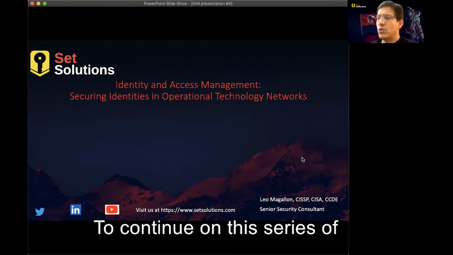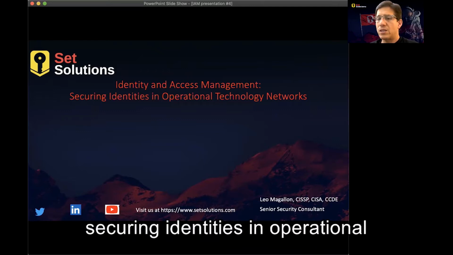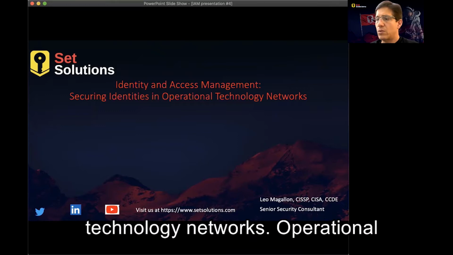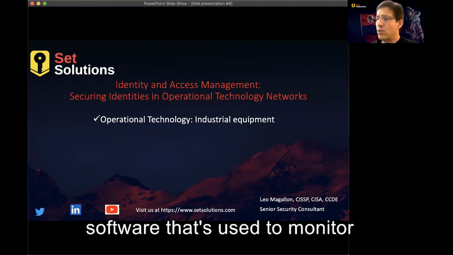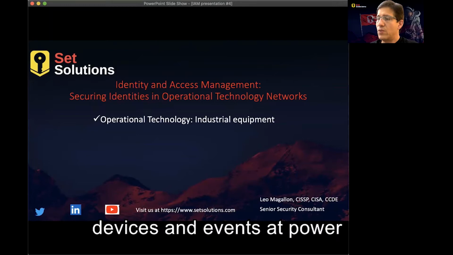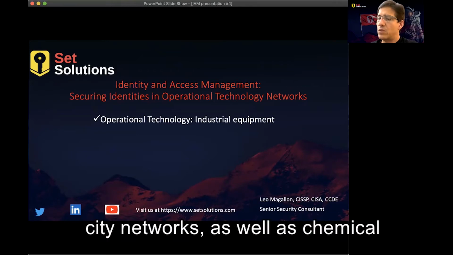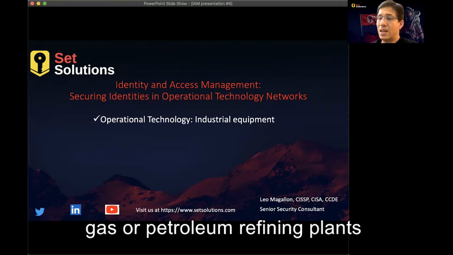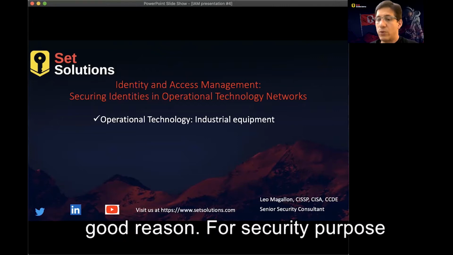To continue on this series of identity and access management topics, today we will be covering securing identities in operational technology networks. Operational technology is the hardware and software that's used to monitor, detect, and control changes to devices and events at power stations, transportation and smart city networks, as well as chemical, gas, or petroleum refining plants, among others. They are popular targets for cyber attackers, and for good reason.